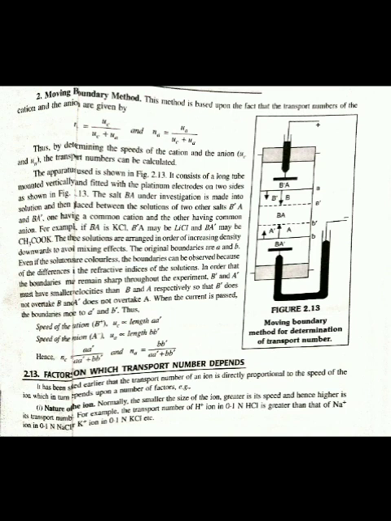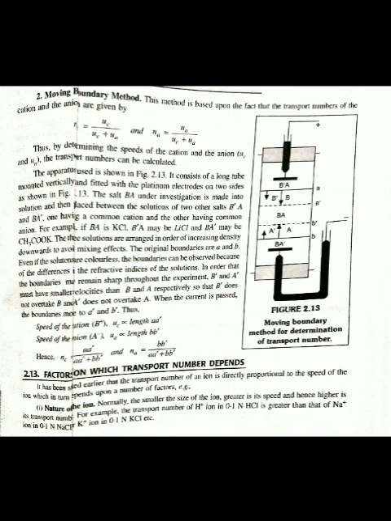Second, moving boundary method. This method is based upon the fact that the transport numbers of the cation and anion are given by NC is equal to UC upon UC plus UA, and NA is equal to UA upon UC plus UA. Thus, by determining the speeds of the cation and the anion, UC and UA, the transport numbers can be calculated.